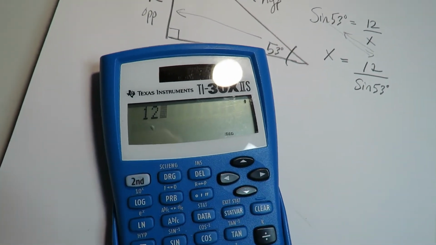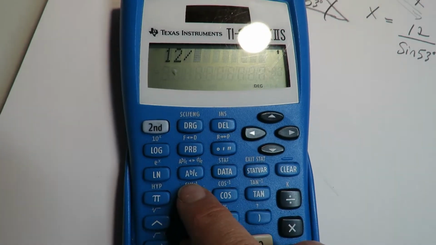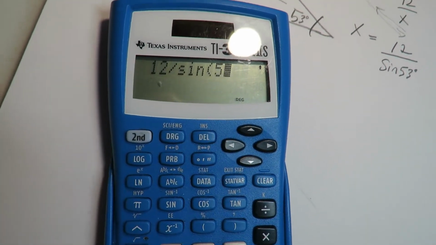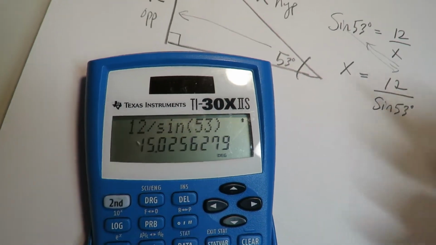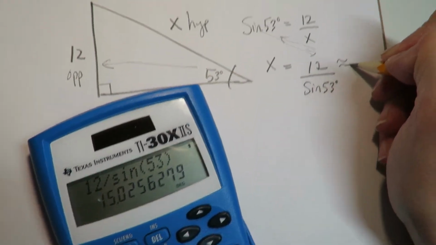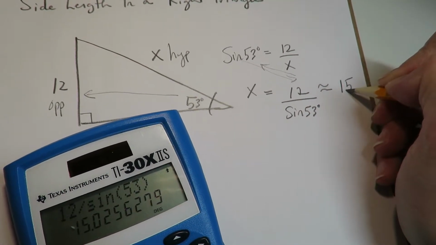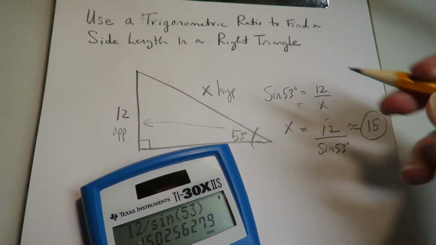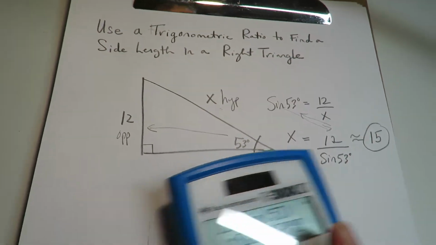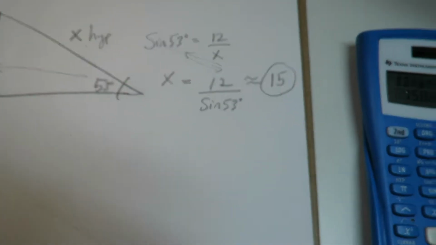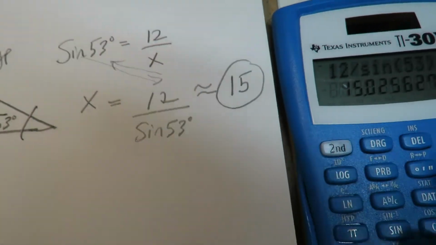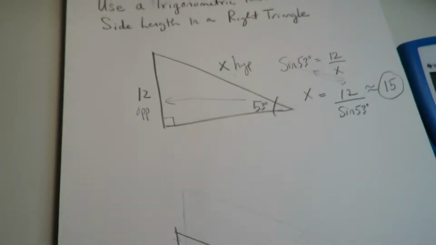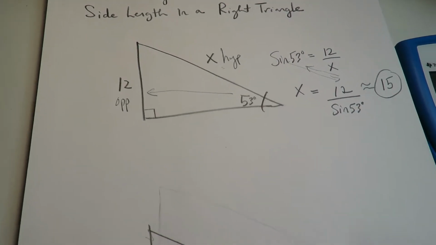So you're going to do 12 divided by sine 53 degrees. And I'm going to hit equal, and I'm going to round that to about 15. So this side is about 15 units. So again, when you're practicing, make sure your calculator is in degrees, because if it's in radians or gradients, you're going to get a different answer.